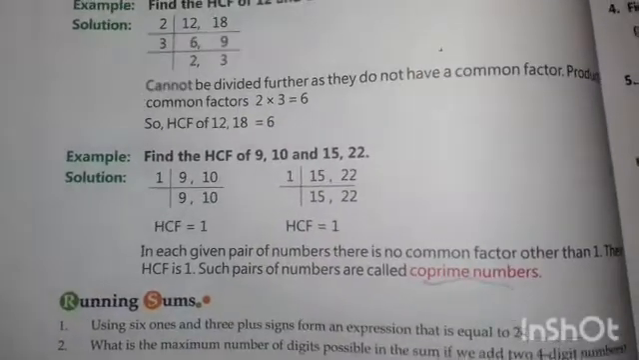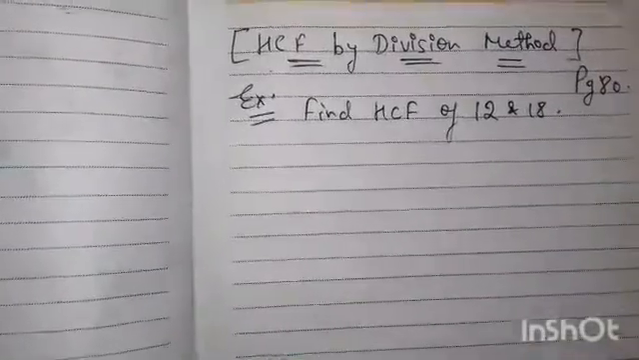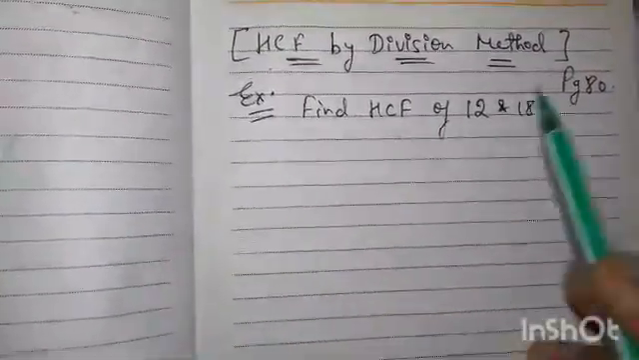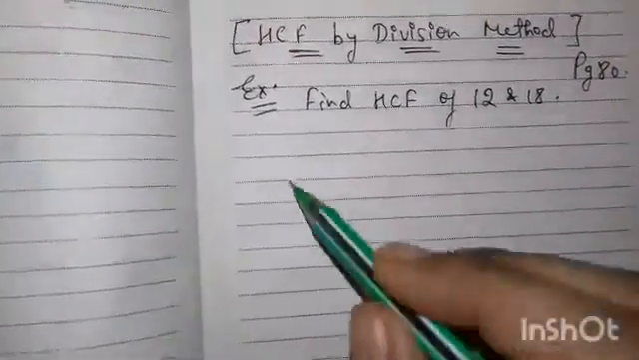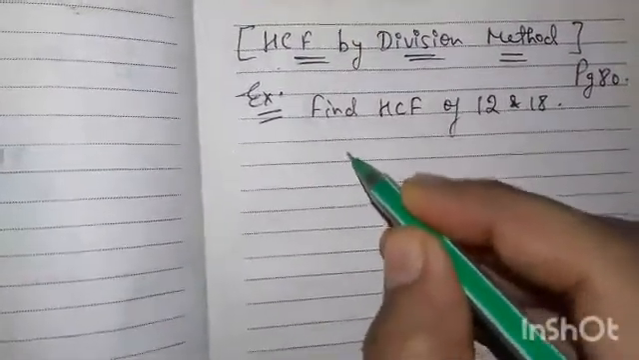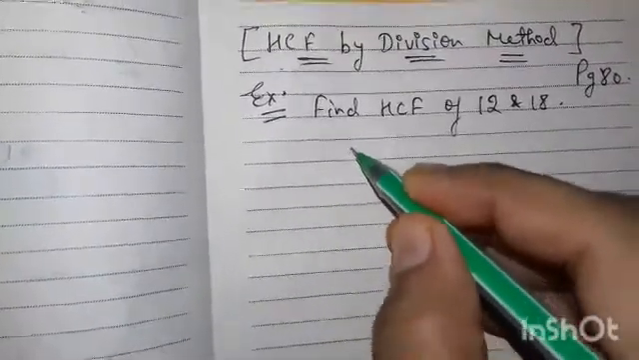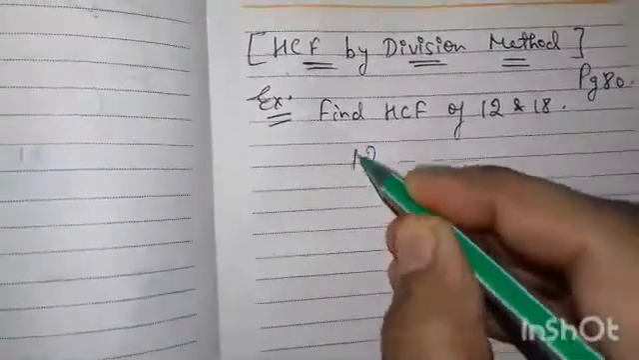Now see the division method. Find the HCF of 12 and 18. This example is given on page number 18. Here the division method is a different style from the book. Suppose 12 and 18 are given, so divide.